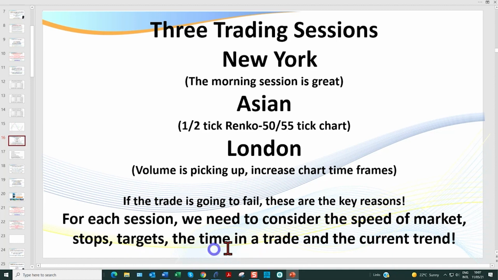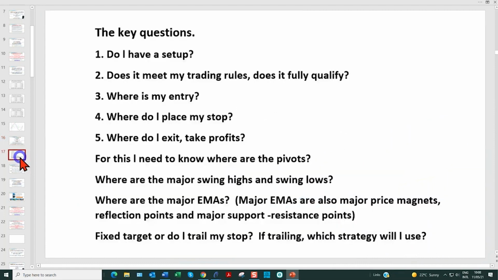The time in a trade, if it stalls, I am a momentum trader. That is, if the market stalls, something may have changed. It may be time for me to exit, and we need, of course, to consider the current trend. That is, most of us are really good solid trend traders, so therefore we need to know how to identify a trend. So here are the key questions that when we go to the charts today in a few minutes, we're going to be asking.